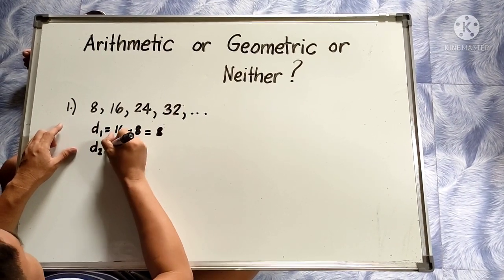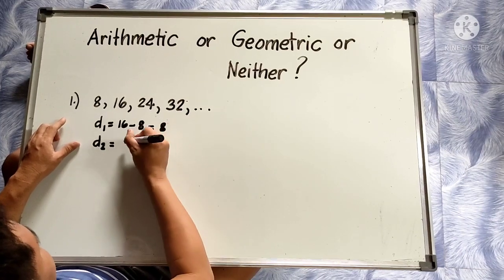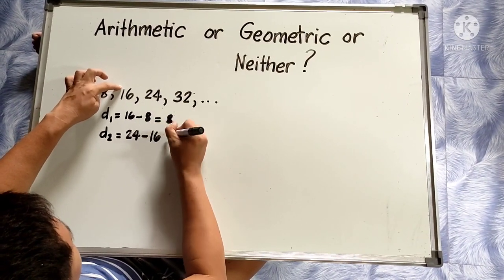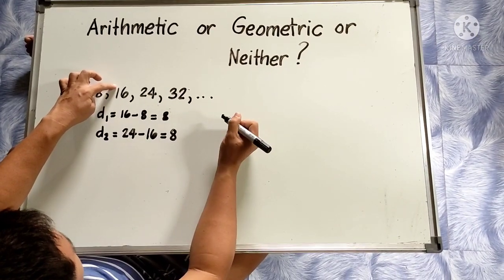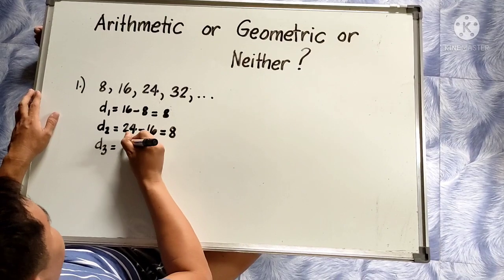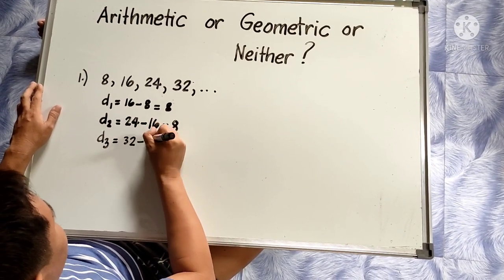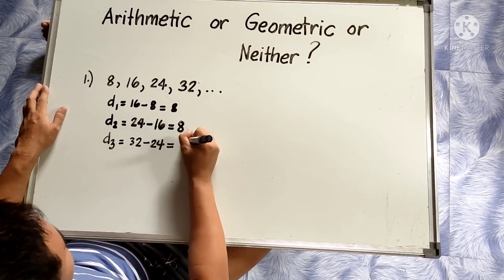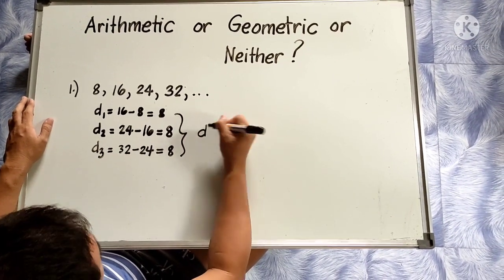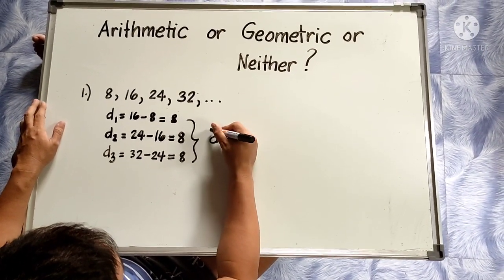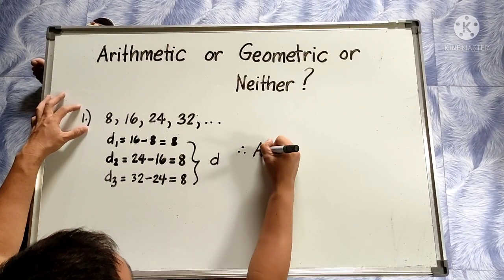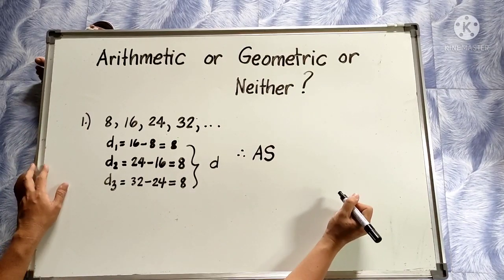d sub 2 is equal to 24 minus 16, and that is also equal to 8. d sub 3 is 32 minus 24, which is also equal to 8. There is a common difference d. Okay? Therefore, number 1 is an arithmetic sequence. That is how you'll do it.